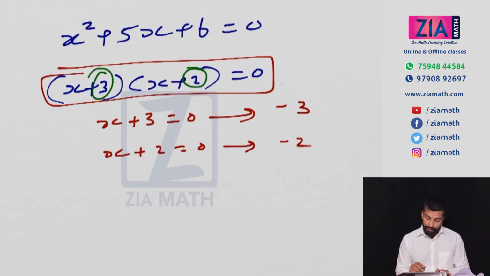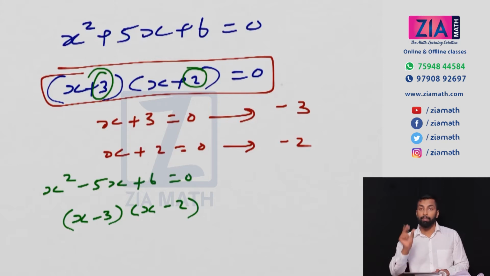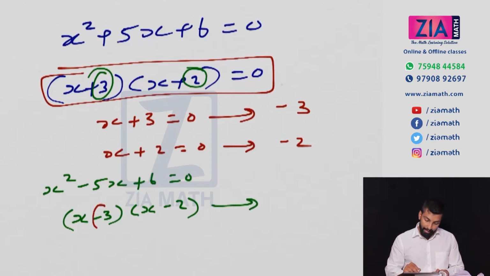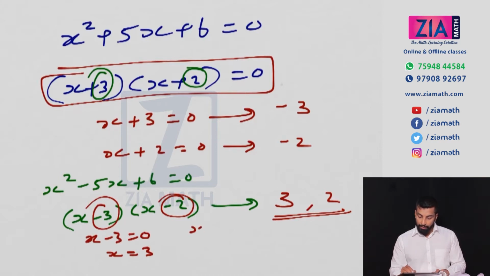So if you have an expression like x square minus 5x plus 6 is equal to 0, you will factorize it as x minus 3 and x minus 2. The middle term must be the sum of 2 and the constant will be the product of 2, right? So this is minus 3, so 3 is one root, minus 2, so 2 is one root. Because x minus 3 equal to 0, that means x is equal to 3. X minus 2 is equal to 0, that is x is equal to 2.